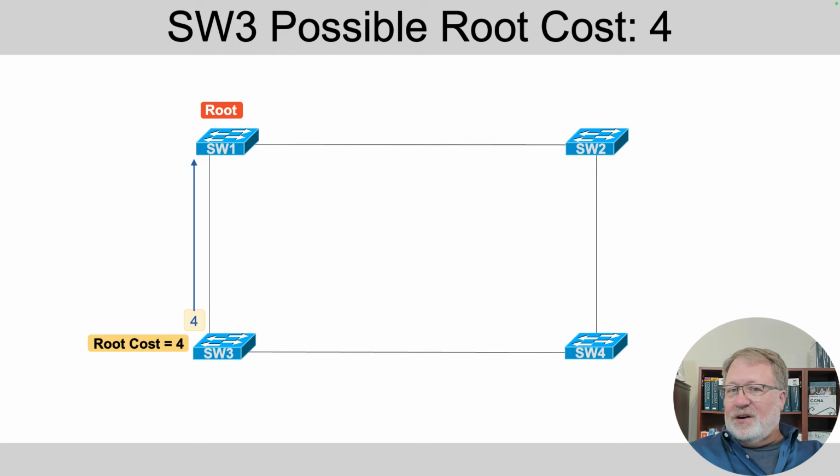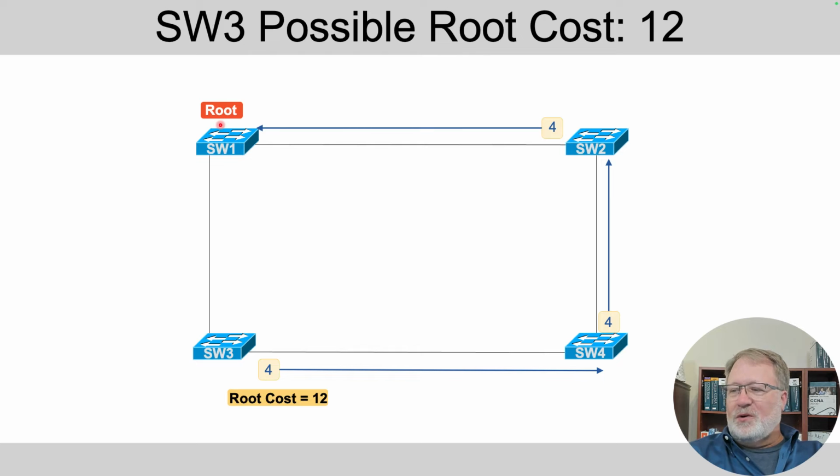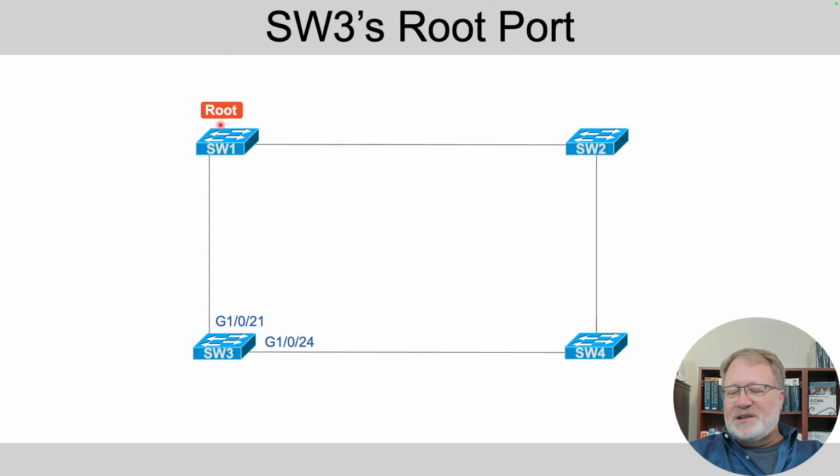But let's consider the other direction just to make sure it's clear. It's the outgoing port cost from switch 3 all around the horn here. So what's that look like? 4 plus 4 plus 4 is 12. So there's the root cost of 12 that way. So switch S3 says, hey, that's great. It's calculated two possible root cost values. One is 4, one is 12.